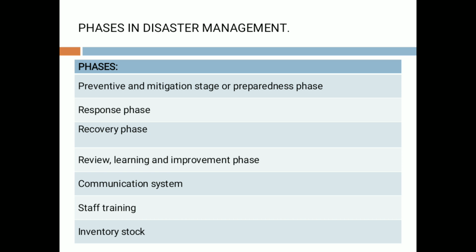Phases in disaster management: preventive and mitigation stage or preparedness phase, response phase, recovery phase, review, learning and improvement phase, communication system, staff training and inventory stock.